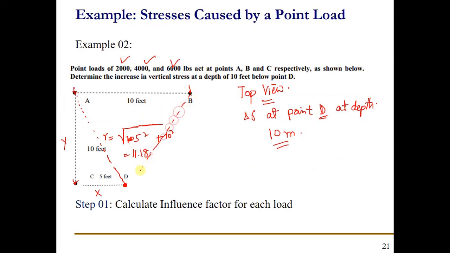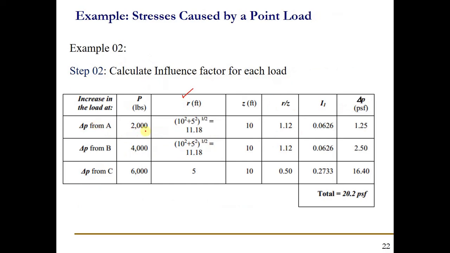Similarly, we can also do that for this point as well. Point B, this is the x and this is the y, and R will be equal to 11.18. We can call those RA and RB, and this is the RC from the point load. RC is equal to 5 feet. Okay. So RA, RB and RC values are given.